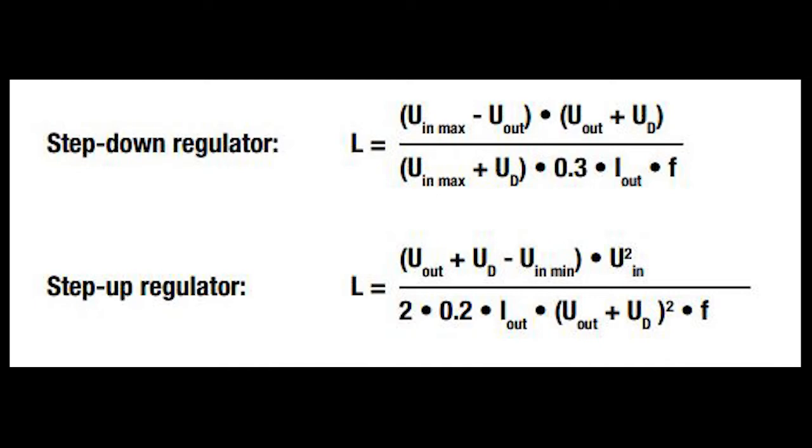For the step-up regulator, the inductance equals the output voltage plus the duty cycle voltage minus the minimum input voltage times the input voltage squared, all over 2 times 0.2 times the output inductance multiplied by output voltage plus duty cycle voltage squared times the switching frequency. Now, if you weren't able to follow all of that, have no fear. This formula is shown as figure 1 attached in this podcast.